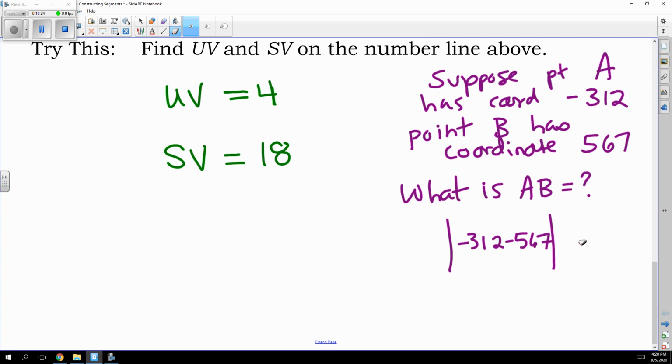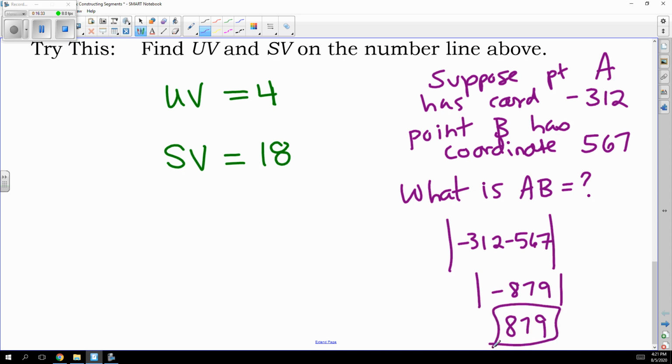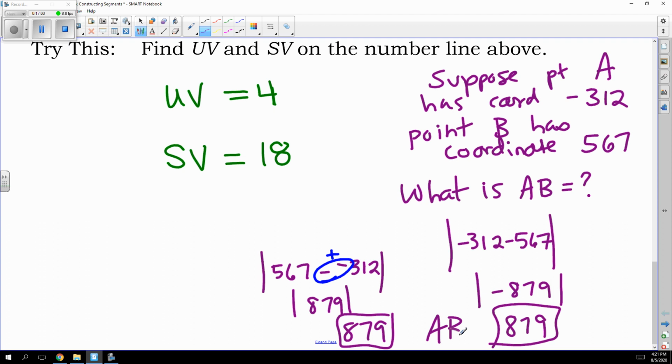Okay, so that would give us the absolute value of -879, which would be 879, right? Fine. Okay, great. But what if we did the absolute value, now I'm just going to come over here and say the absolute value of 567 minus -312. Does that give us the same exact thing? Sure, of course it does. It just makes it positive a lot faster. So the length of AB is still going to be absolute value. It just turns positive fast now. So that's the value in seeing why you would maybe take the absolute value of the difference between the coordinates instead of just counting on a number line. That's it. That's all we got.